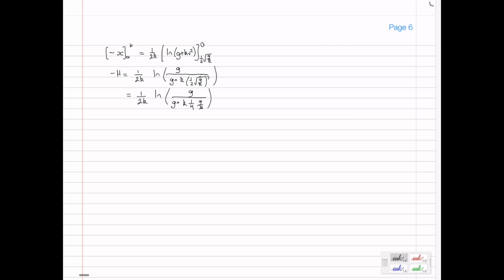Okay, so k cancels with k, and I'm left with 1 on 2k log of g on g plus 1/4 g, which is 5 on 4g. This g cancels with that g. So I have 1 on 2k log of 4 on 5, but that's equal to minus h. So if I multiply by negative 1, I get h equal to negative 1 on 2k. But I'm going to use that negative and bring it as the power of my log. So I have 1 on 2k log of 5 on 4, which is what I want to prove.